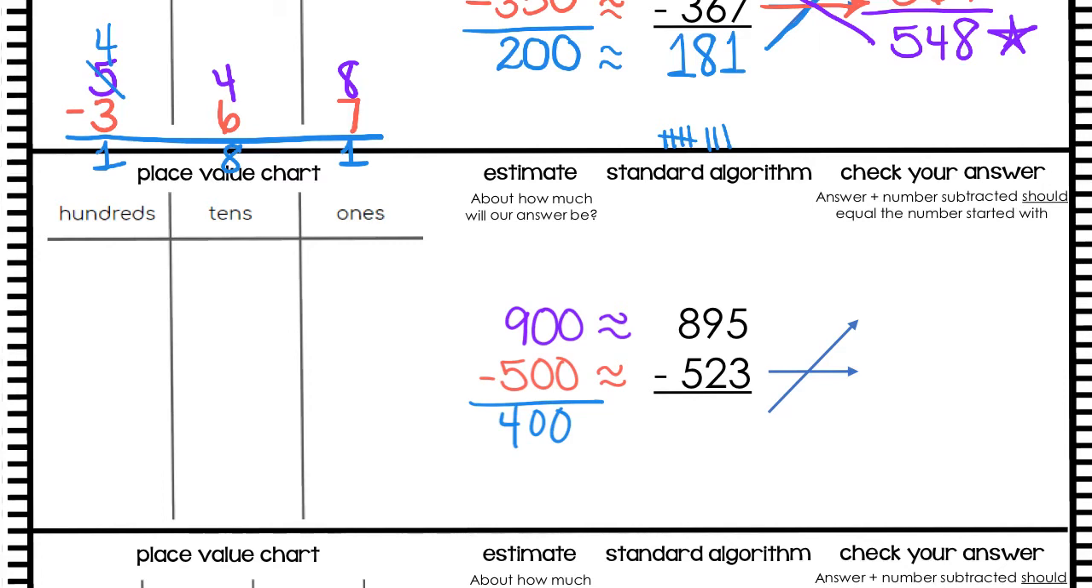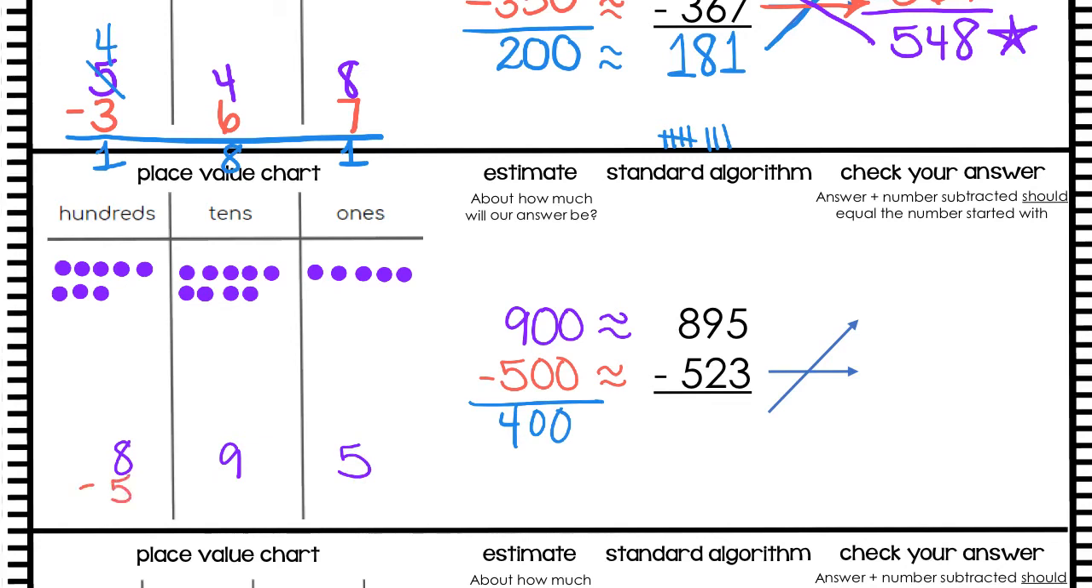Pause the video and go ahead and write your starting number, 895, in the place value chart. All right, I have 800: 100, 200, 300, 400, 500, 600, 700, 800. 10, 20, 30, 40, 50, 60, 70, 80, 90, and 1, 2, 3, 4, 5 ones. So I have my 895, and I'm going to be taking away 523.